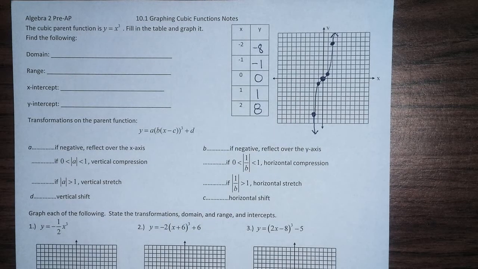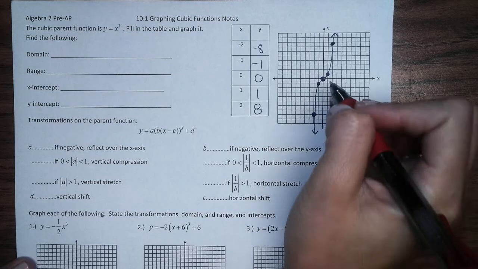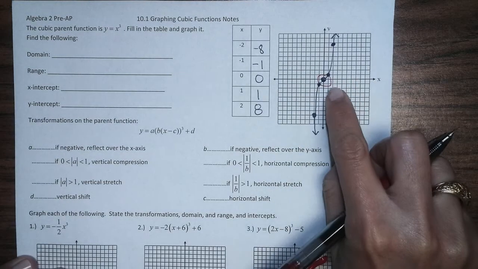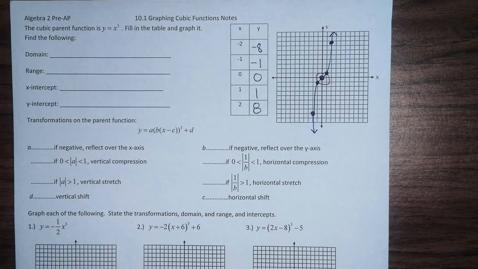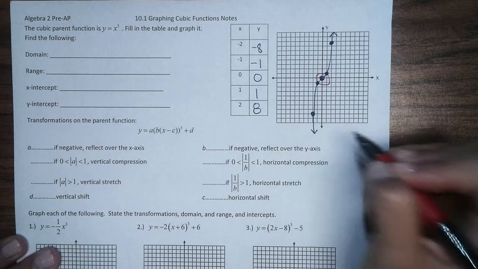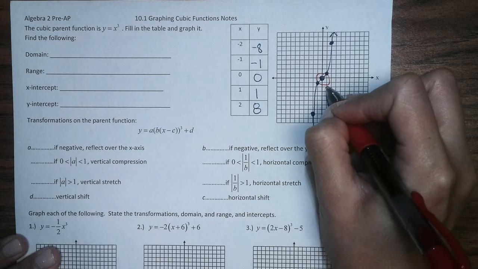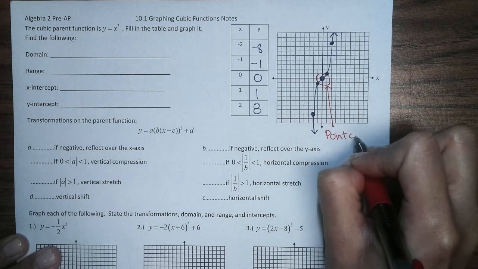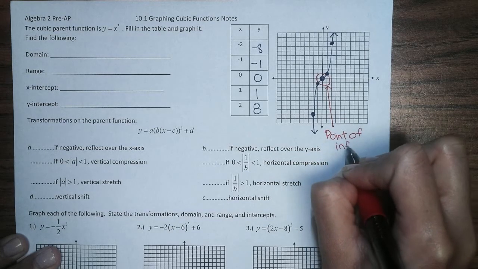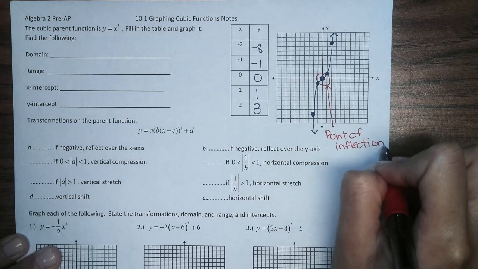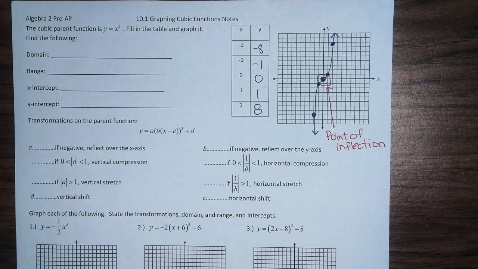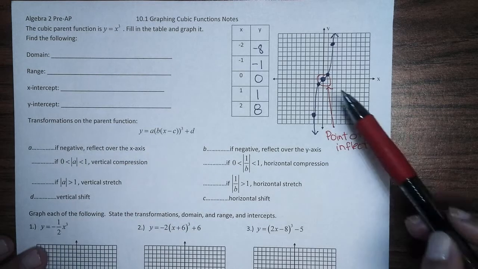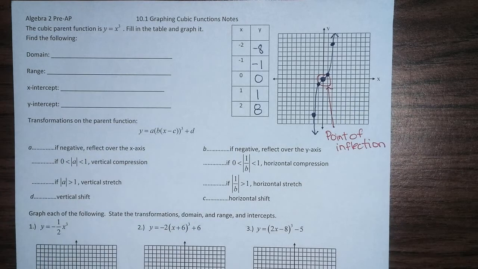You need to know the name of this origin point here. So this 0, 0 point has a name. It's not called the vertex anymore. It's called the point of inflection. Let me write that down, because you do need to know that's what it's called. Point of inflection. I will ask you, on the quiz and test, what is the point of inflection for this function? And you need to know that that's this middle point here.